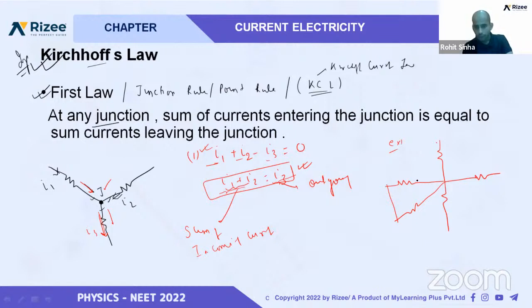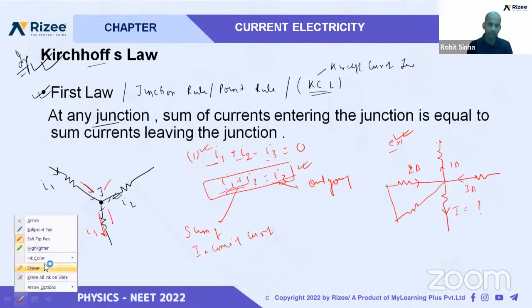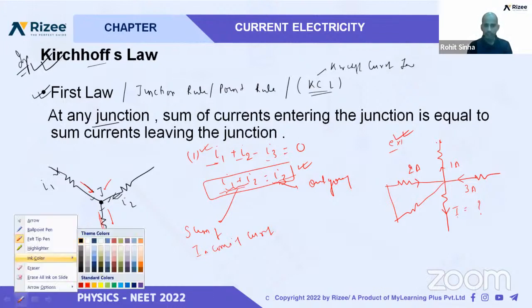Suppose 2 ampere current is coming there, and 1 ampere current is going there, and 3 ampere is coming there. You have to find how much current is moving from here. You have to find I. Can you tell me the answer? Simple question I have given to you. Any answer? What will be the value of I?